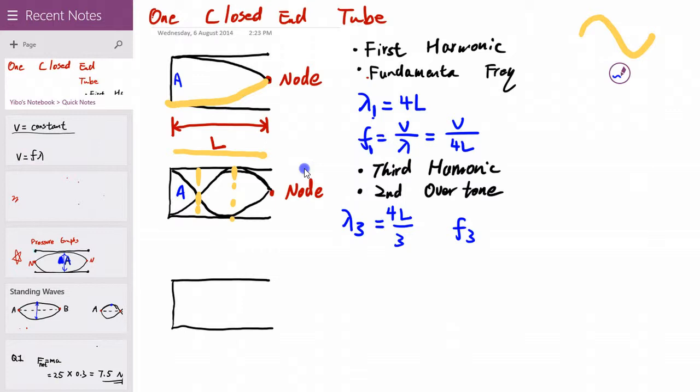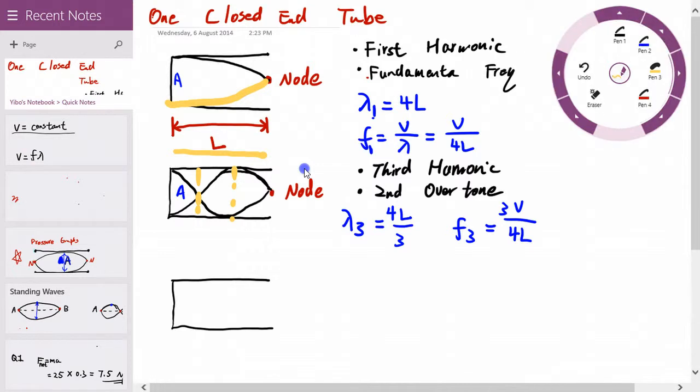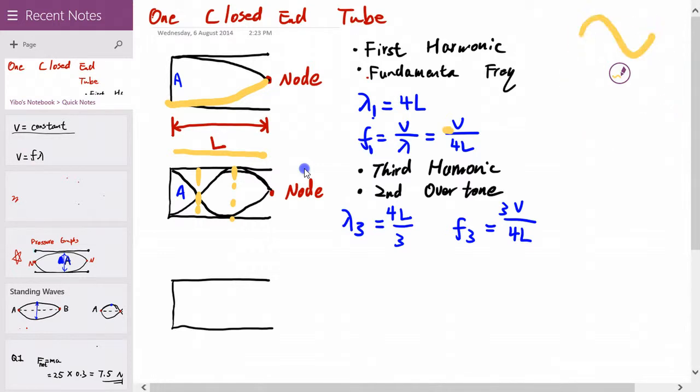The frequency, f3, will be velocity divided by wavelength, which is a fraction. If you put it in right, you get this. The important thing is to note, 1 times v divided by 4L, and now I have 3 times v divided by 4L, which is the third harmonic. We call it the second overtone in this scenario.